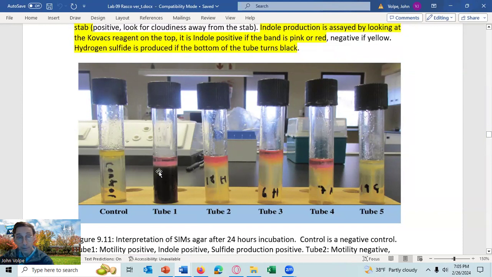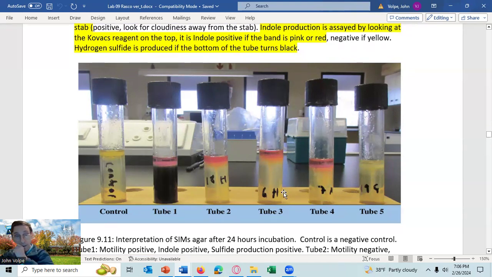If Kovacs reagent turns red, right there, right there, right there, and right there, then you know indole has been produced in tubes 1, 2, 3, and 4. If the tube does not turn red and remains yellowish, then indole is not produced, and so these are indole negative. If the tube turns black, especially in the bottom, hydrogen sulfide will be produced. Tube 1 is the only one showing that.